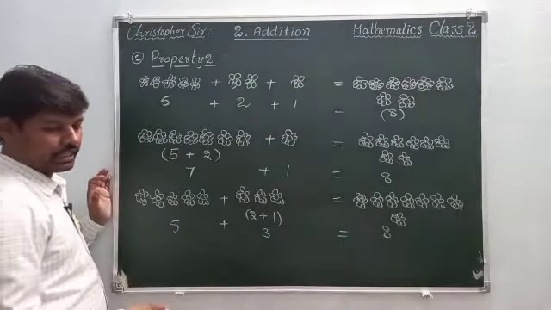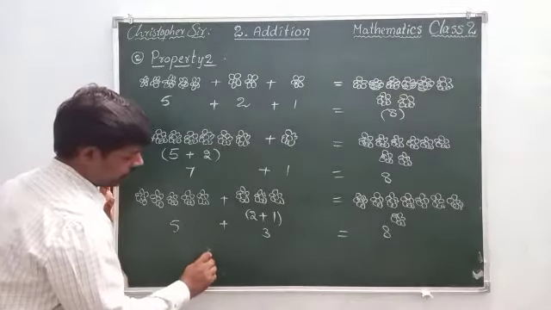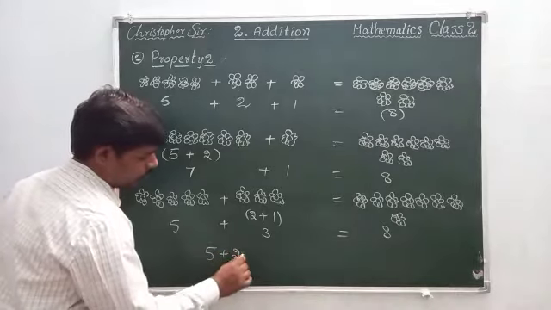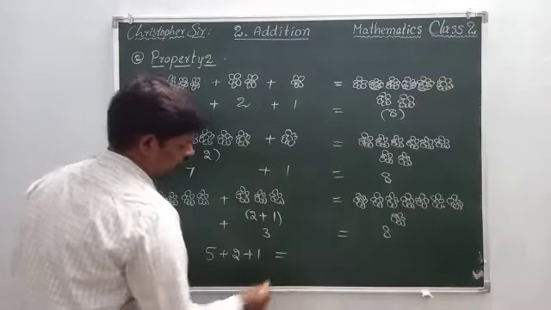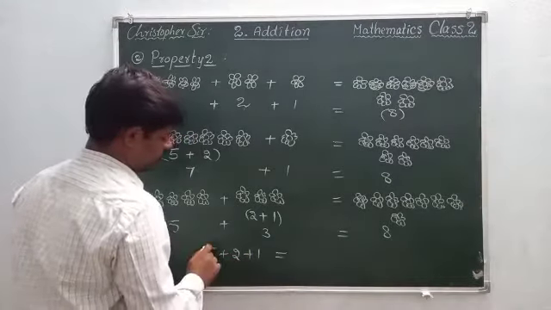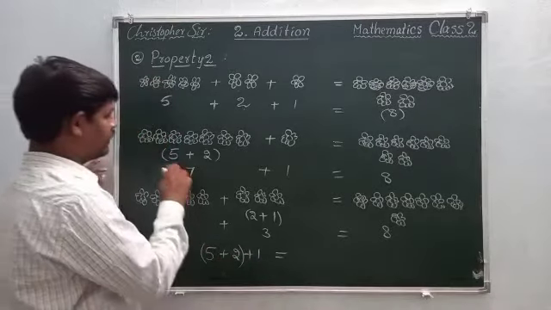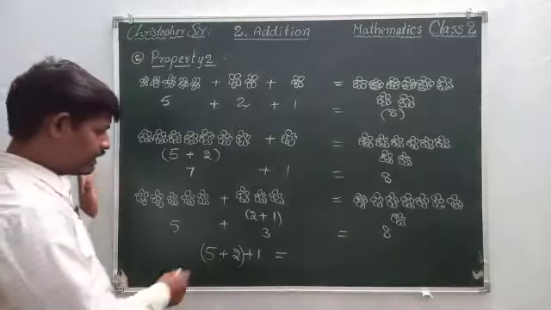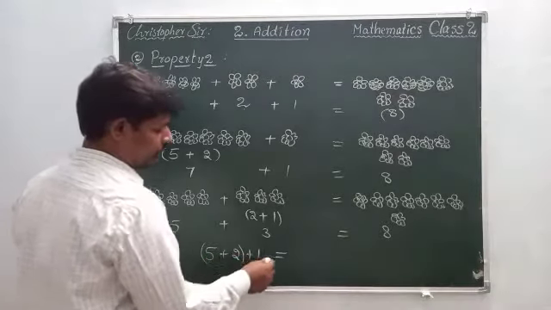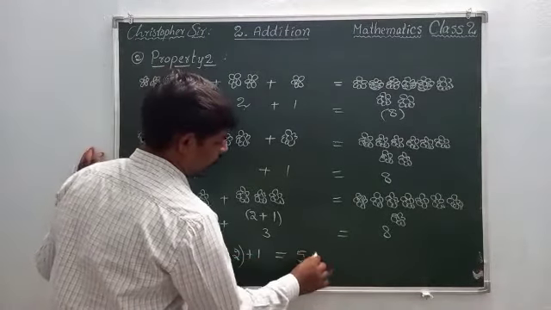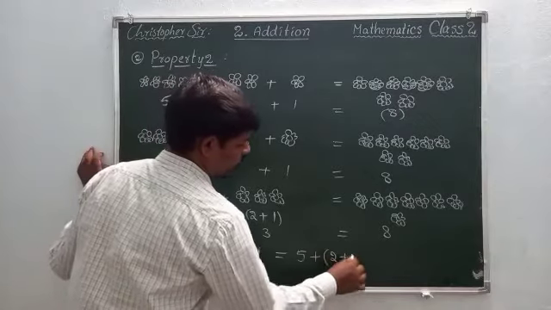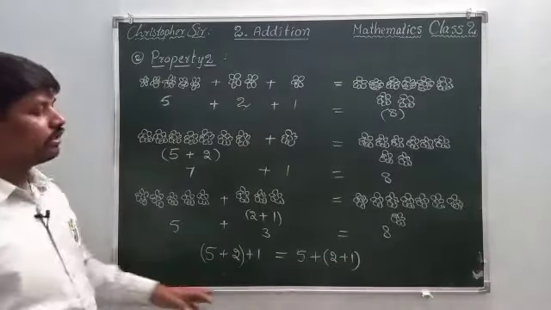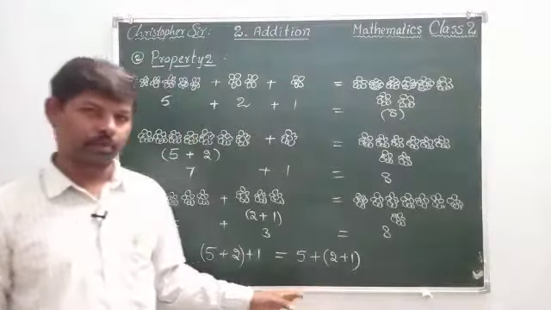For example, you can write like this. 5 plus 2 plus 1 is equal to. Okay, so first we have added 5 plus 2. 5 and 2 we are added. So keep in bracket plus 1. That is equal to 5 plus 2 plus 1. Okay, so this is second property.